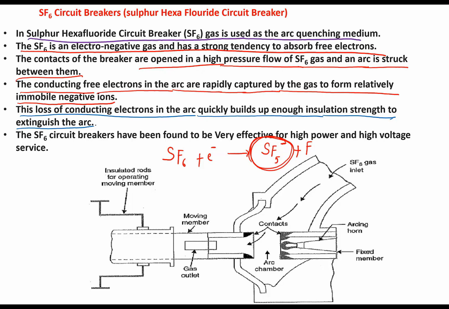Okay. So SF6 breakers are very effective circuit breakers for high pressure and high voltage applications. What is the best circuit breaker? For high voltages and medium voltages, the best circuit breaker is SF6. The second best is the vacuum circuit breaker. Okay, but for very high voltages where you require repeated and fast operation, we go for air blast circuit breakers.